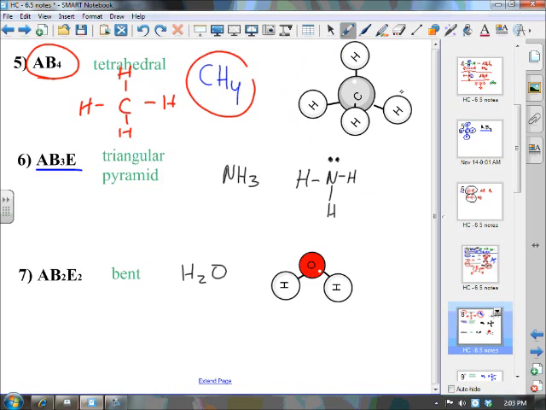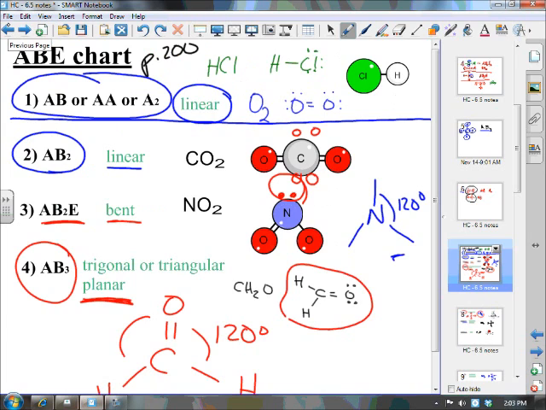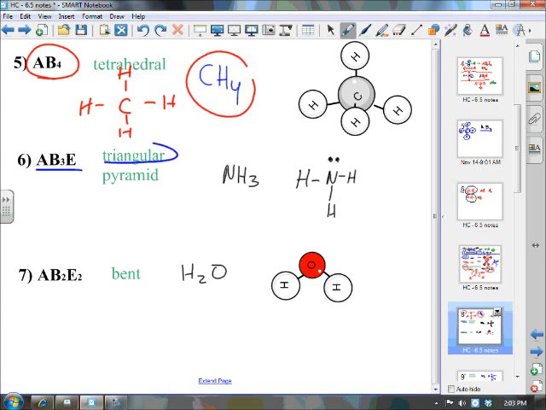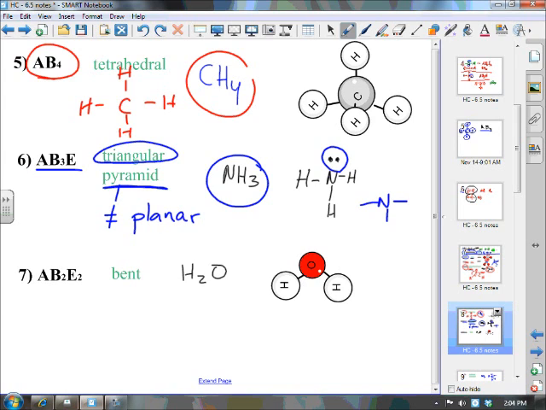What if you have a chemical that has the format AB3E? Well, if we go back here, AB3 was trigonal or triangular planar. AB3E is also triangular or trigonal, but now it has a pyramid shape to it. Ammonia is a good example. We have a pair of electrons up here instead of an atom, but there's still something unique to its shape. We have a triangular effect, but you're going to notice that it has a pyramid shape to it. It is not planar. So pyramid does not mean planar. It's not flat.